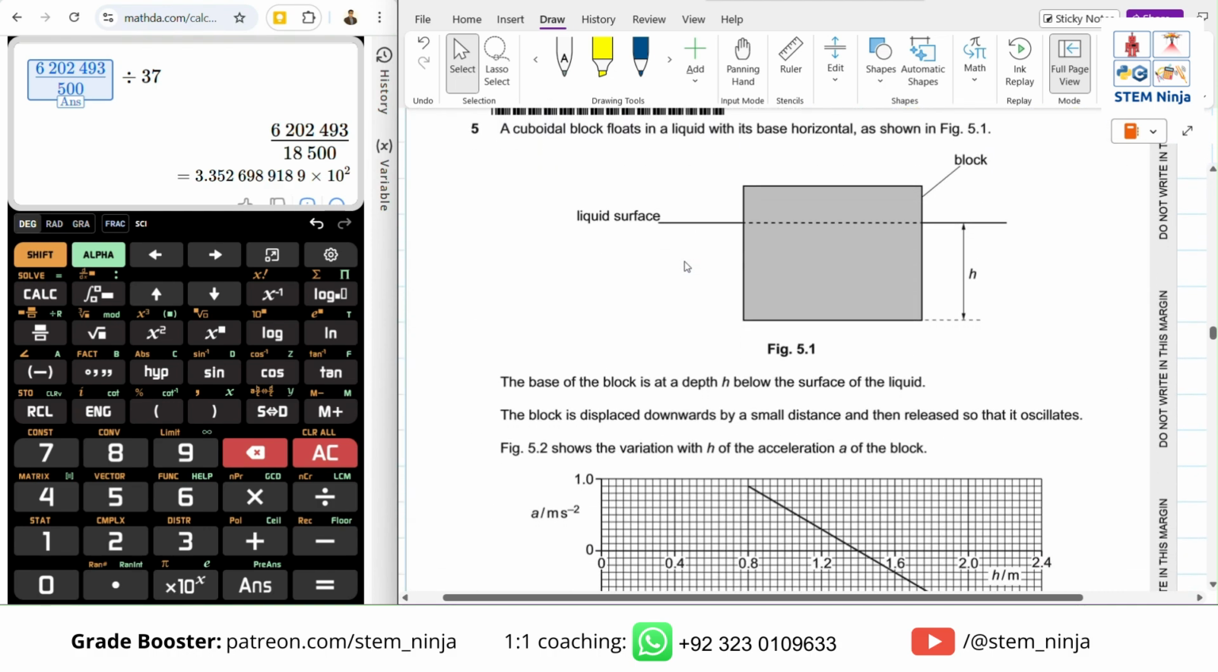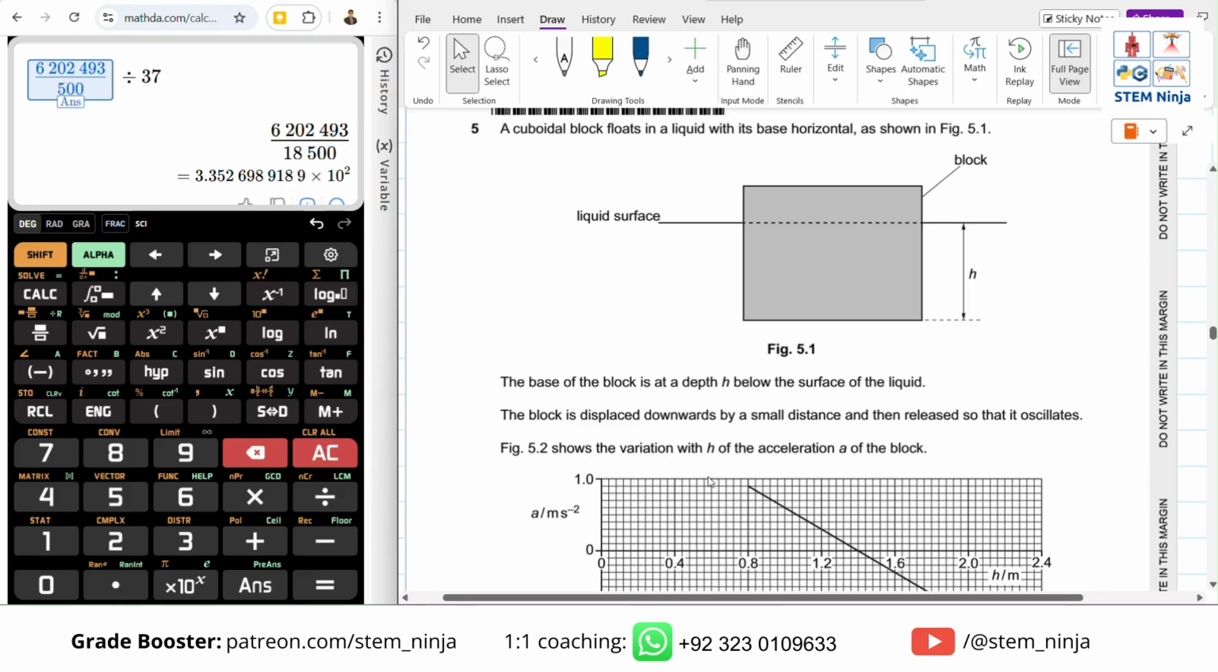A cuboidal block floats in a liquid with its base horizontal, as shown in figure 5.1. The base of the block is at a depth h below the surface of the liquid. The block is displaced downwards by a small distance and then released so that it oscillates.